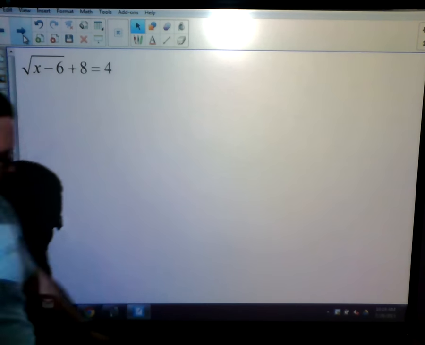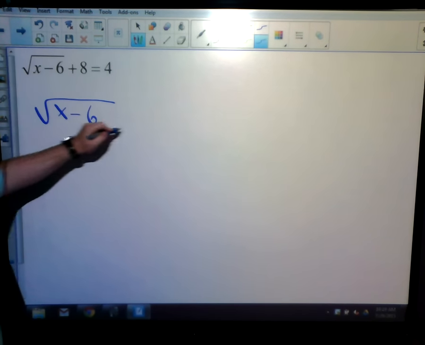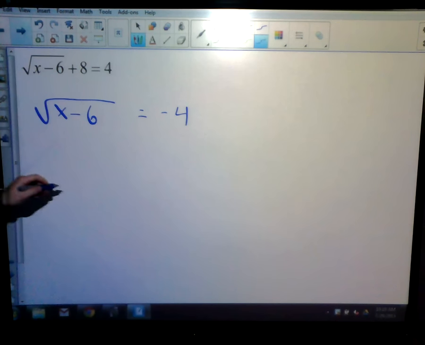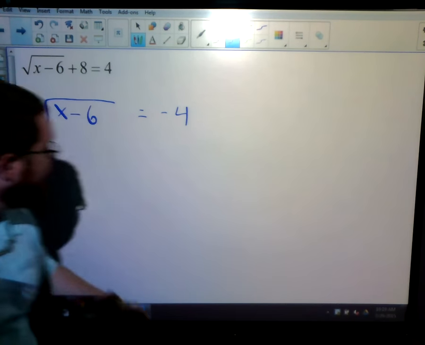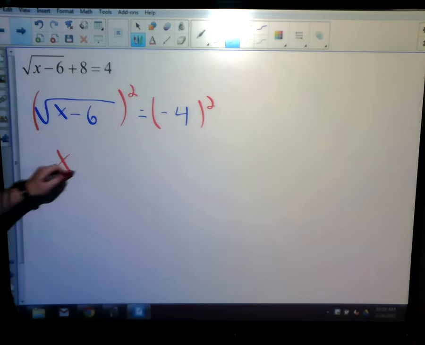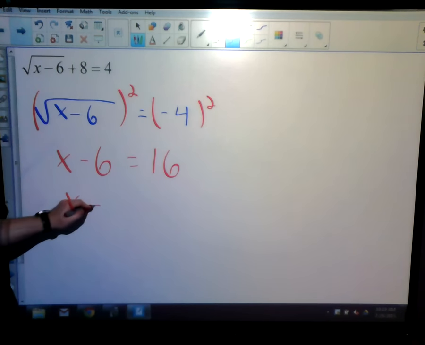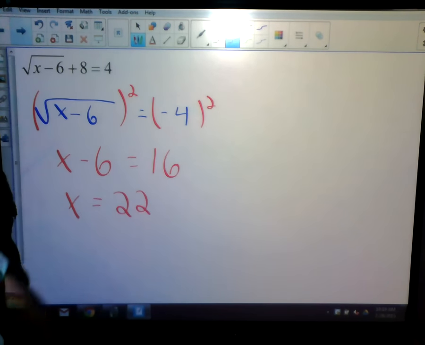Let's try this one. Isolate the radical. Square root of x minus 6 equals negative 4. Square both sides. x minus 6 equals positive 16. x equals 22.